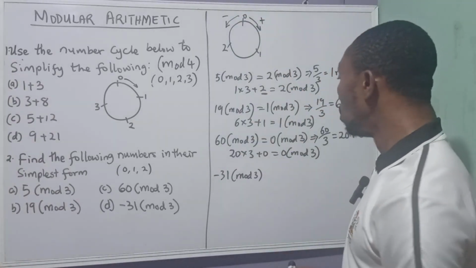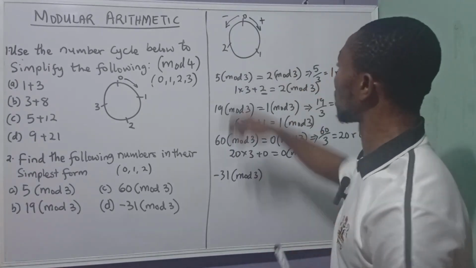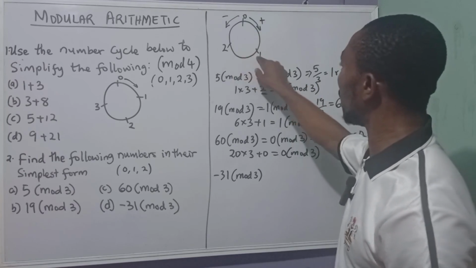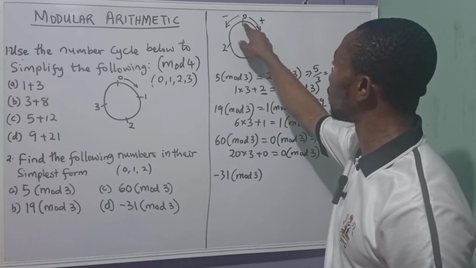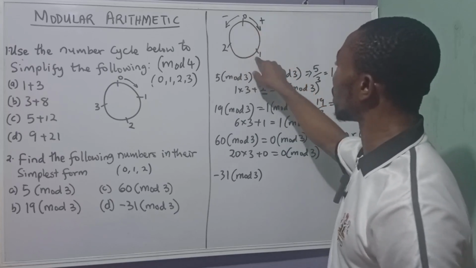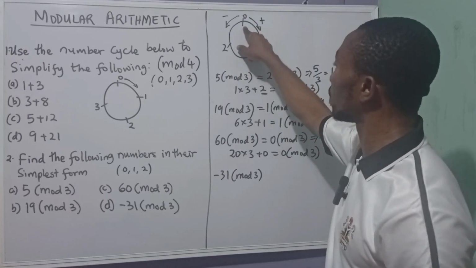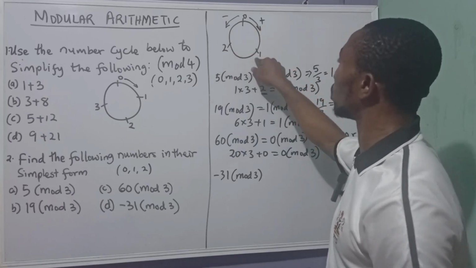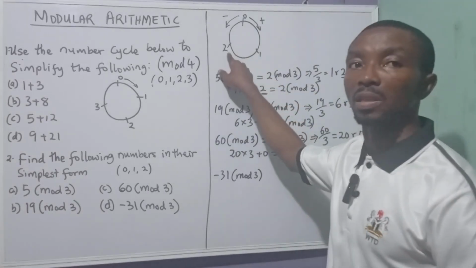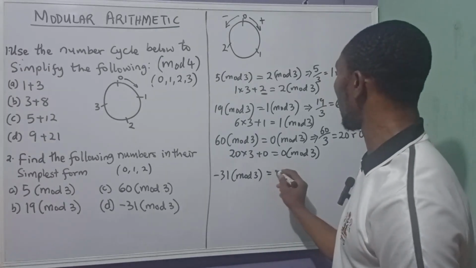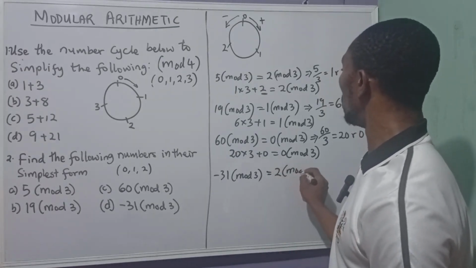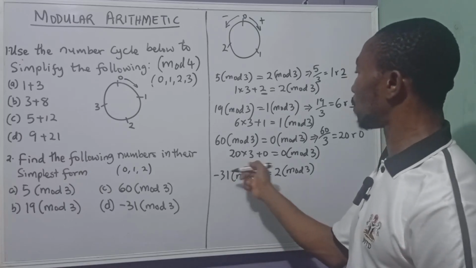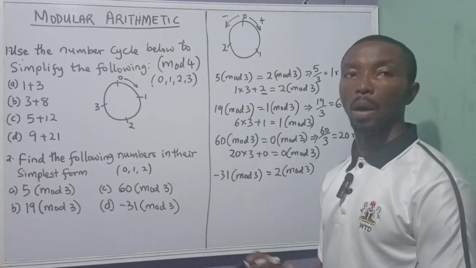anti-clockwise. Okay? So using a number cycle, we count 1, 2, 3, up to 30, 31. That means a negative 31 would be 2 mod 3.